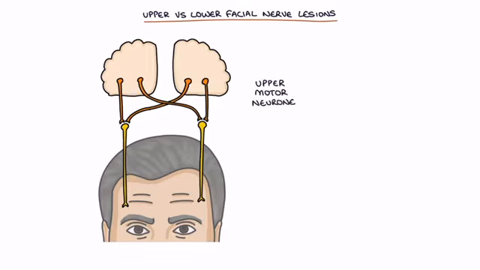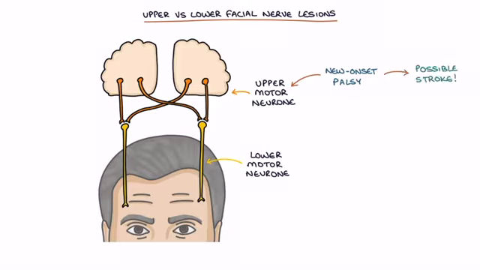Next, let's talk about a very important task, which is differentiating between upper and lower facial nerve lesions. It's essential to differentiate between upper motor neurone and lower motor neurone facial nerve palsy. Patients with a new onset upper motor neurone facial nerve palsy need immediate management for a possible stroke. In contrast, patients with lower motor neurone facial nerve palsy can generally be managed less urgently.